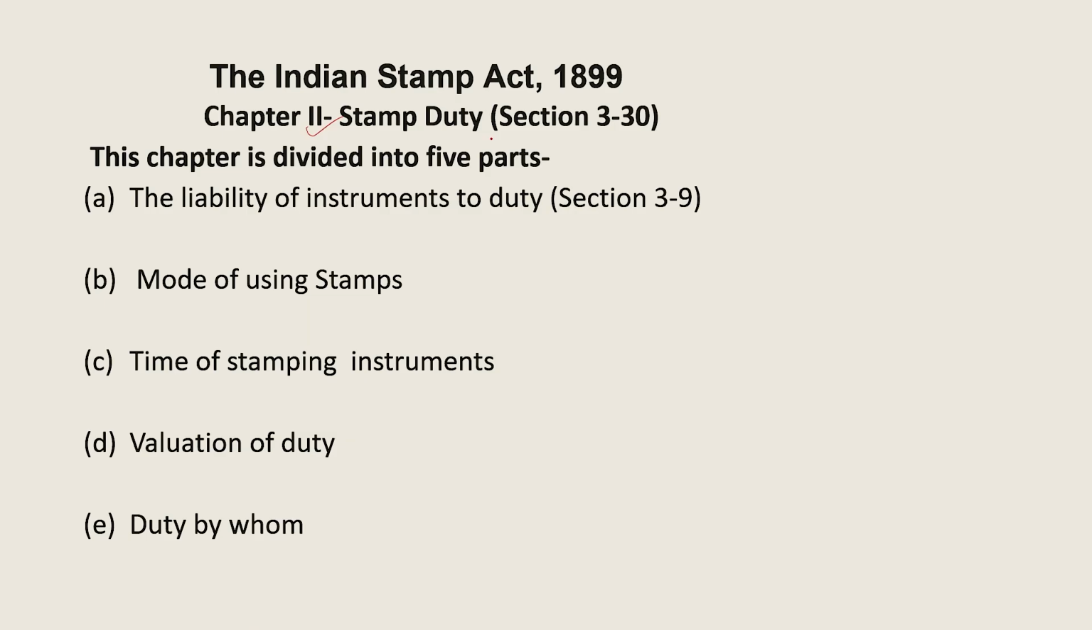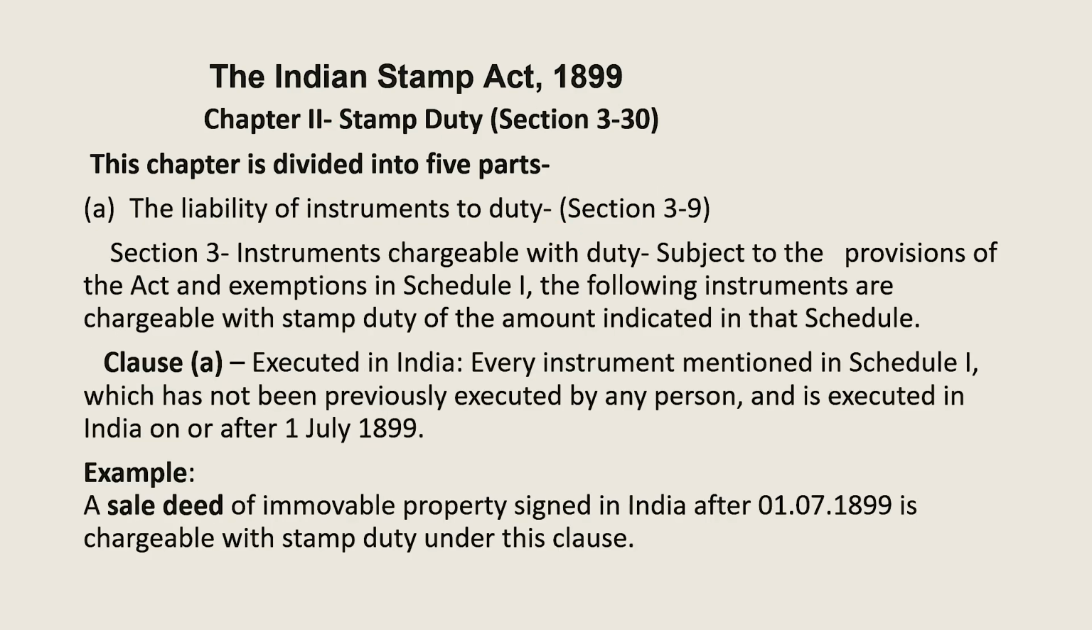I divide this chapter into 5 parts: the liability of instruments to duty, the modes of using stamps, the time of stamping instrument, what will be the valuation of the duty, and duty by whom. So sections 3 to 30 of the Act deal with Part 2 of the Stamp Duty Act. Now let us begin with the very first part, the liability of instruments to duty.